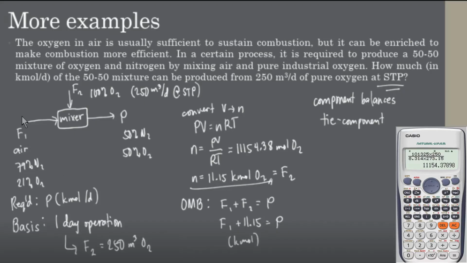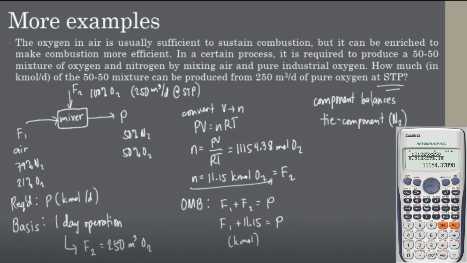Based on our problem, we only have two components, oxygen and nitrogen. Let's take a look at oxygen. Oxygen enters at F1 and at F2 and exits at P. It enters at two streams and exits at one stream. Therefore, oxygen is not a tie component. A tie component can only enter and exit on one stream each. Let's take a look at nitrogen. Nitrogen enters at F1 and nitrogen exits at P. It enters at one stream and exits at one stream. Therefore, nitrogen is a tie component.